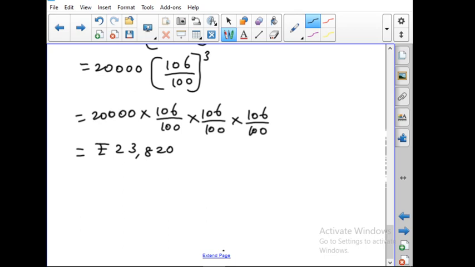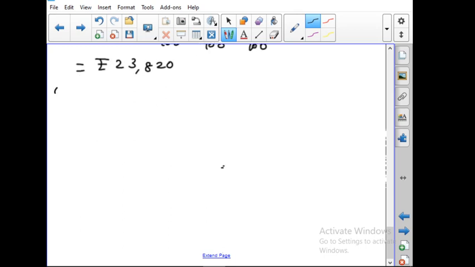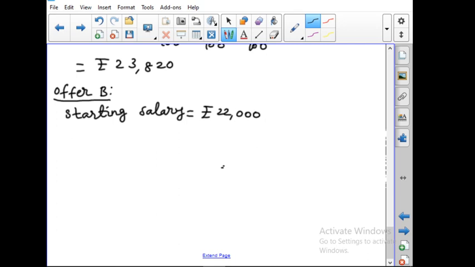Next we have to move to offer B. What is given in offer B? The same thing. Starting salary equal to rupees 22,000. Annual increment equal to 3%.